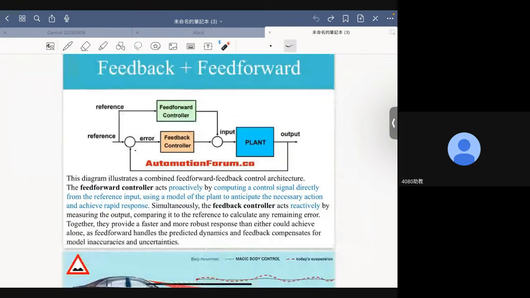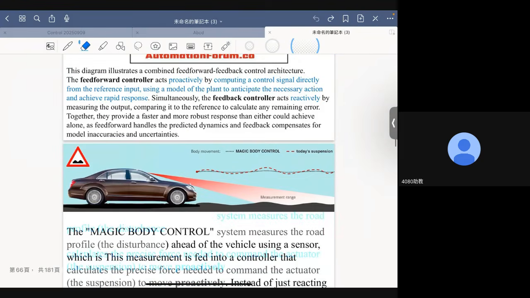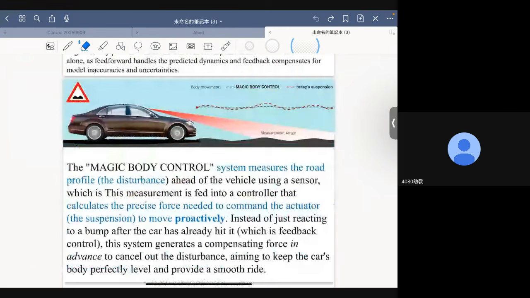Okay, so let me do something in advance, to somehow counteract the factors that will cause the output error. Let me give you an example. This is a real example, and you can find the video on YouTube. This is the magic body control method developed by Mercedes-Benz. It deals with the vibration problem of a vehicle.